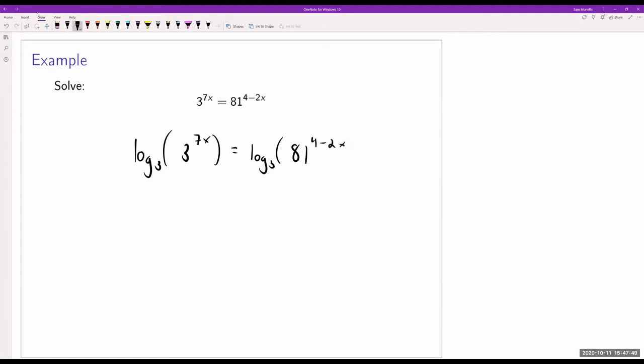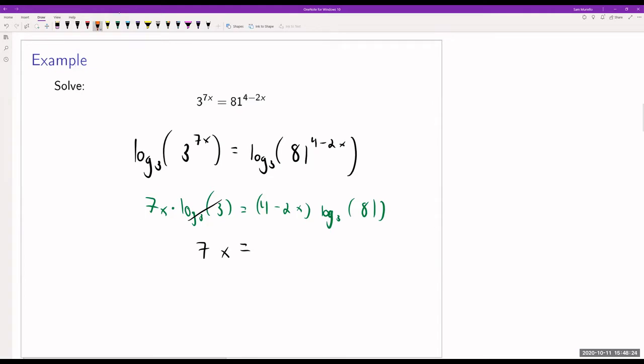We can go ahead and we can bring the exponents out to the front in each case. So this will be 7x times log base 3 of 3 is equal to 4 minus 2x times log base 3 of 81. Then, using the properties of logs, on this side, log base 3 of 3 is simply equal to 1. So I'm left only with 7x.